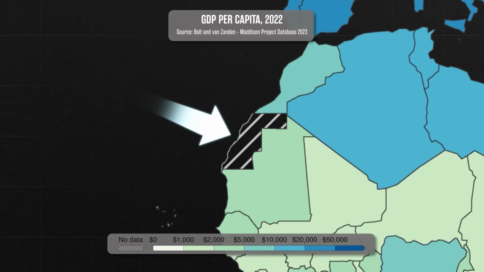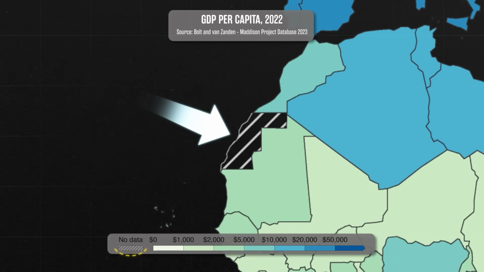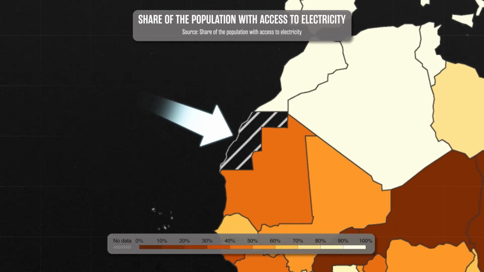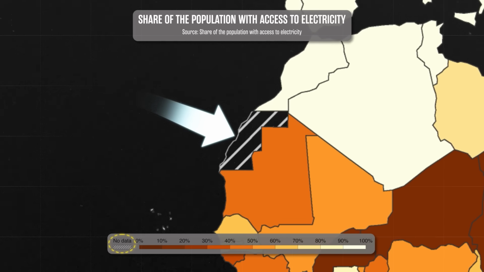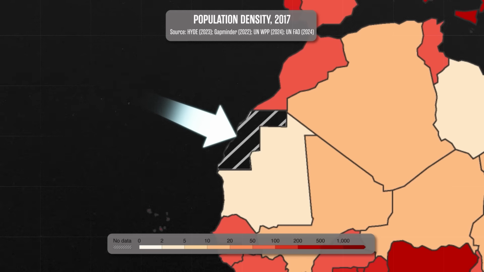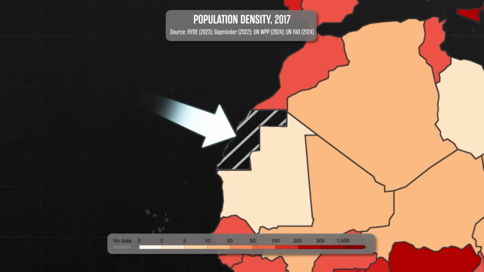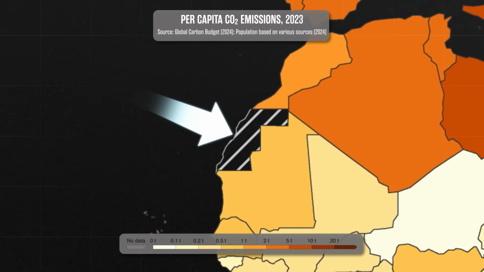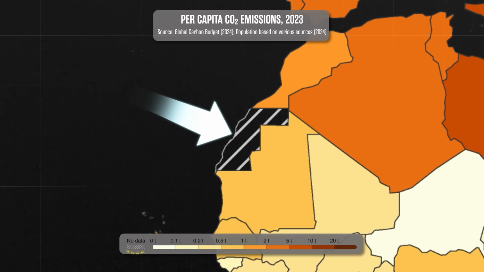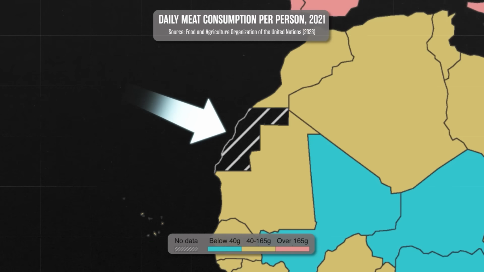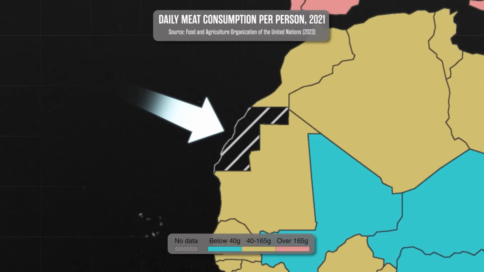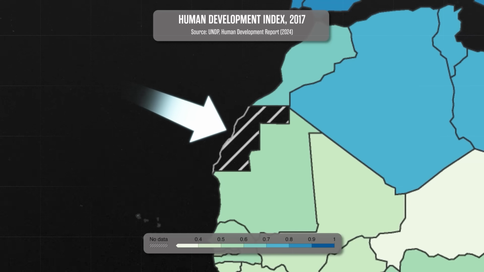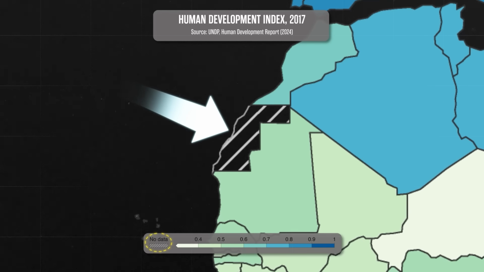Here's a map showing global GDP per capita in 2022 that shows this territory blank with no data. Here's another map showing the share of global population with access to electricity that shows the same territory blank with no data. Here's a map that shows global population density that still shows the same territory blank with no data. Or how about this map that shows global per capita CO2 emissions that also shows the same territory blank with no data? Or this map that shows worldwide daily meat consumption per person that shows the same territory blank with no data? This map showing global human development index scores that shows the same territory blank with no data?